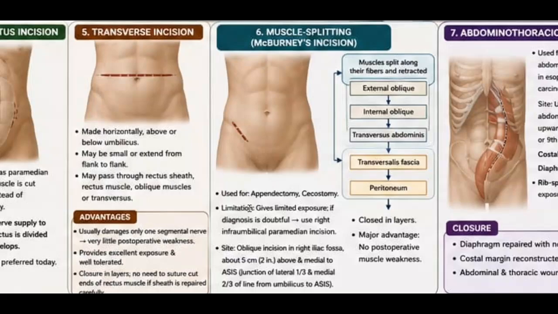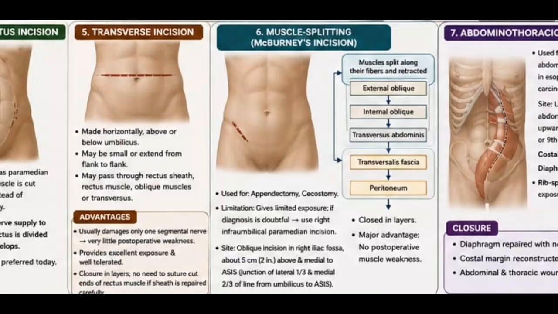Now about the limitations. The limitation or the con here is that it provides limited exposure, and if the diagnosis is uncertain, use the right infraumbilical paramedian incision instead. We are going to use the paramedian incision if the diagnosis is not confirmed. That means if you are not sure that there is a case of appendicitis, then it is better to perform the paramedian incision, specifically the infraumbilical right paramedian incision.